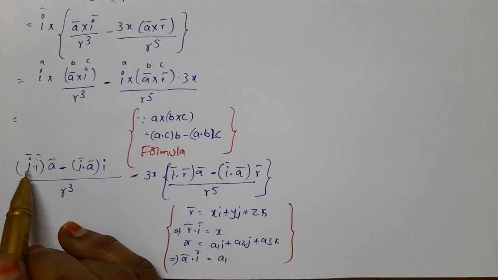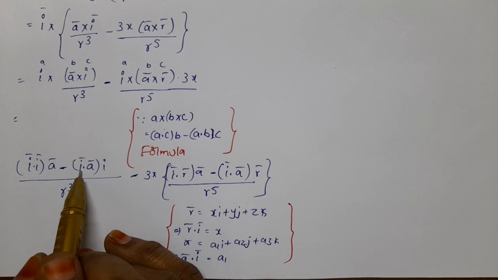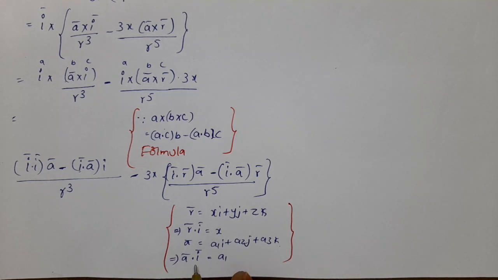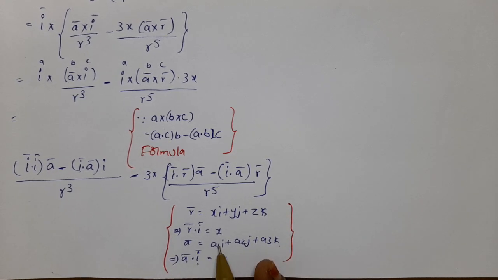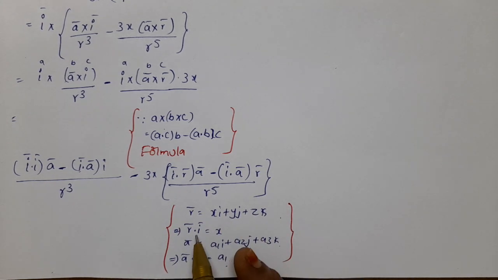Now apply the values: I dot I is 1, a bar dot I bar. So take the a bar vector with the dot product I. Take a bar as a1 i plus a2 j plus a3 k. Then a bar dot I bar, dot product with I. Dot product means i terms, j terms and k terms. Here only the dot product with I, then the coefficient of I is a1. Dot product with j, I dot j is 0, I dot k is 0. Hence we are getting a bar dot I equal to a1. Next r bar dot I bar. So take r bar and dot product with I, only the i coefficient, x.